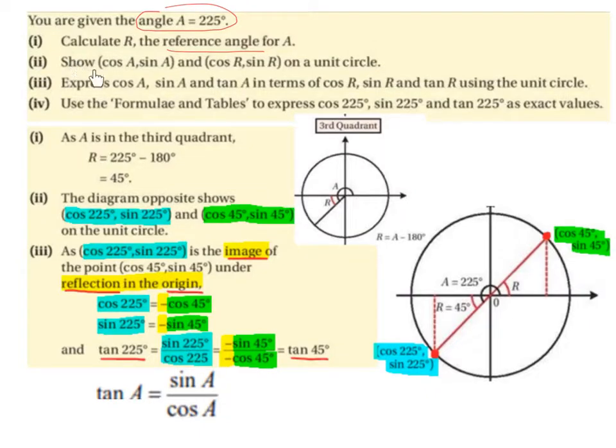Part 2. Show cos of A, sine of A and cos of R, sine of R on a unit circle. So part 2, the diagram opposite shows cos of 225 degrees, sine of 225 degrees, so right here, and cos of 45 degrees, sine of 45 degrees, right here. So remember we have our unit circle, the centre 0, 0. We have a radius of 1. This would be 0 degrees, this would be 90 degrees, so this must be 45 degrees. So this particular point is cos 45 degrees, sine 45 degrees.